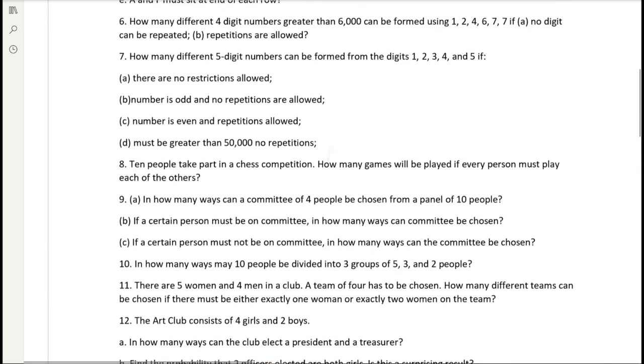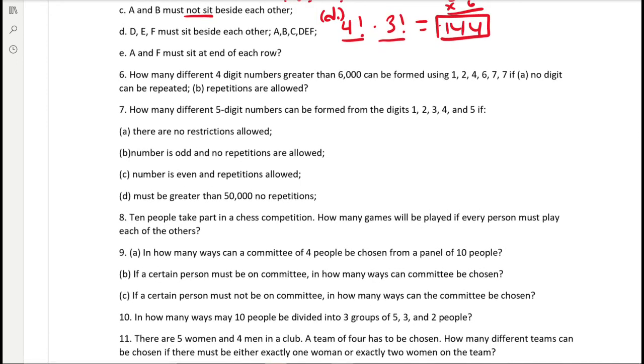All right. So let's look at number 6. How many different four-digit numbers greater than 6,000 can be formed using 1, 2, 4, 6, 7, and I guess this should be 6 and 7. If part A, no digit can be repeated, or B, repetitions are allowed.